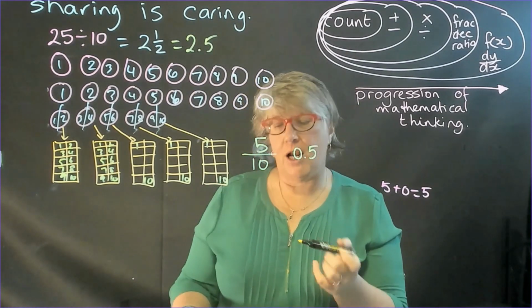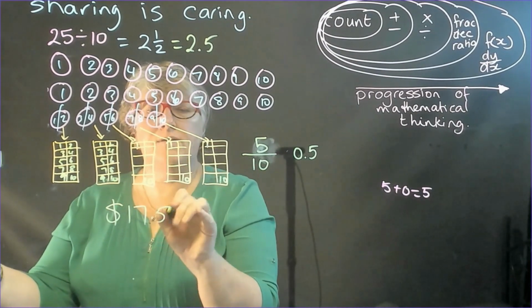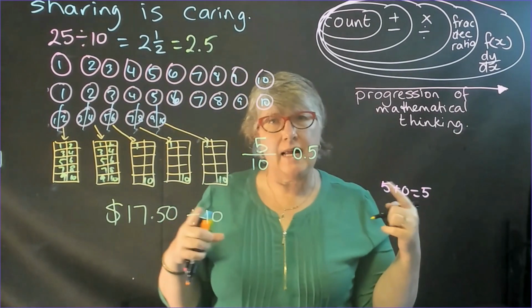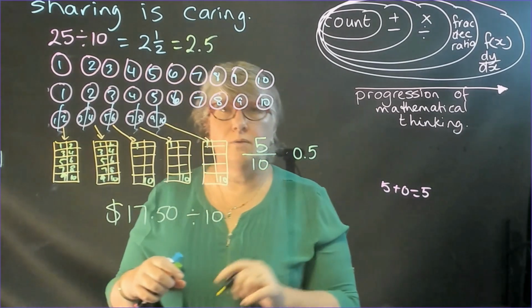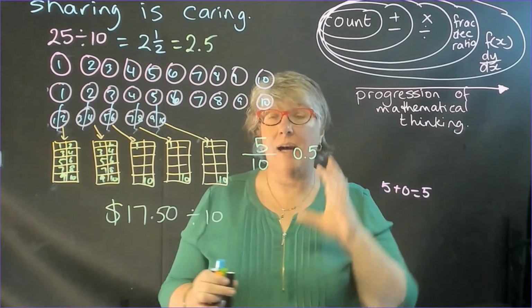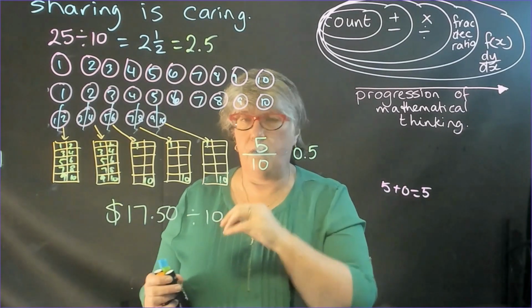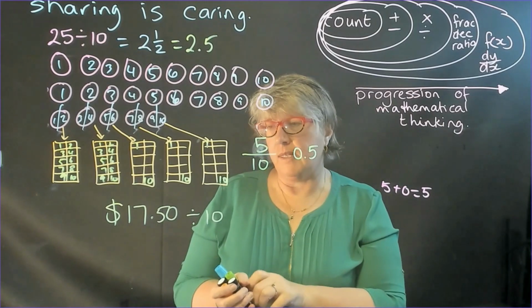If you'd like to have a challenge of your own, have a go at $17.50 divided by 10. So that's finding 10% of a number, right? Dividing by 10 is a critical skill to be able to have to understand place value, because that's what it's about. 10 of these makes one of those, or one of those is 10 of those. So it's an important skill.